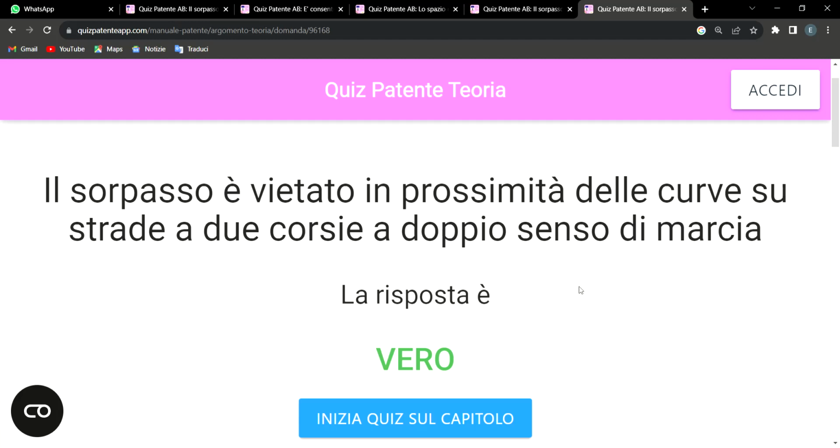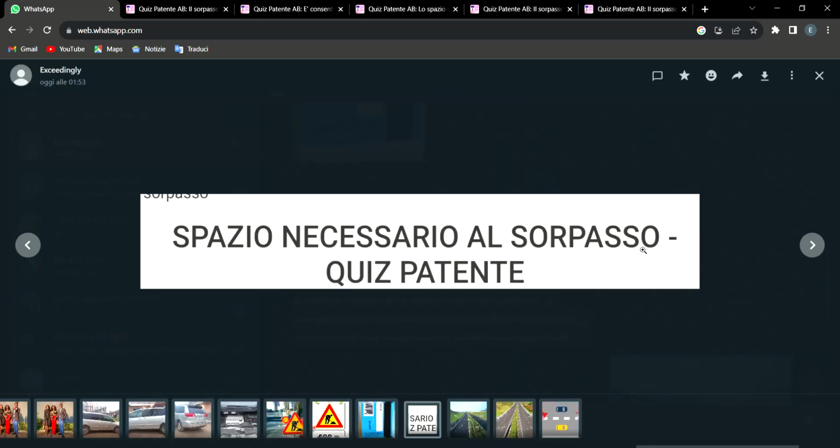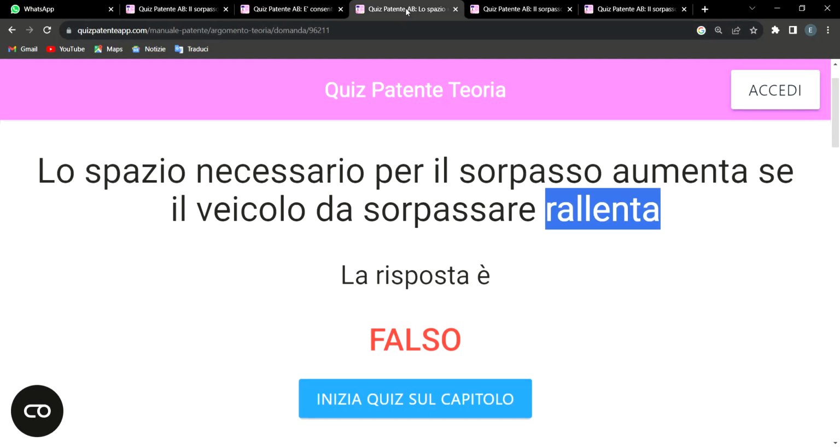Take note of this question. Don't forget. Our topic was based under the concept, which is spazio necessario a sorpasso. So the space necessary to carry out an effective overtaking. So this is where we will be rounding up our lesson today.